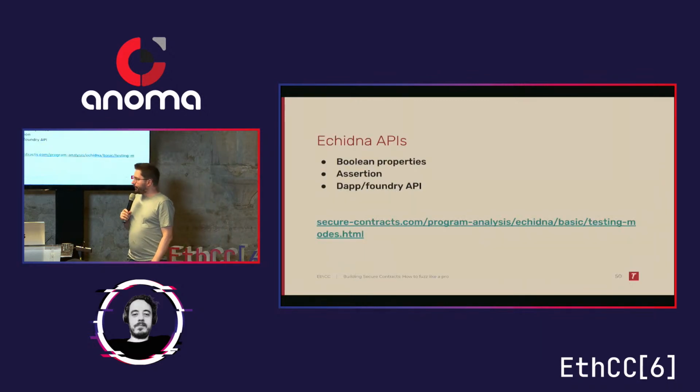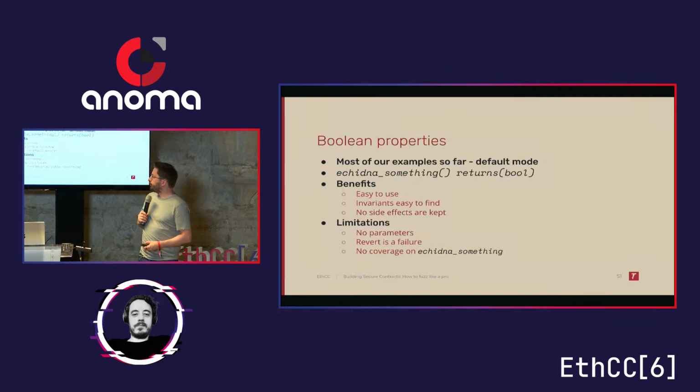Okay. As I've kind of hinted, we have different APIs for Echidna. The APIs are going to be the way you define the invariant: property, Boolean property, assertion, and DAP Foundry. The Boolean properties are the ones you already manipulated, pretty straightforward. You have a function that returns a Boolean, and the invariant is a Boolean.